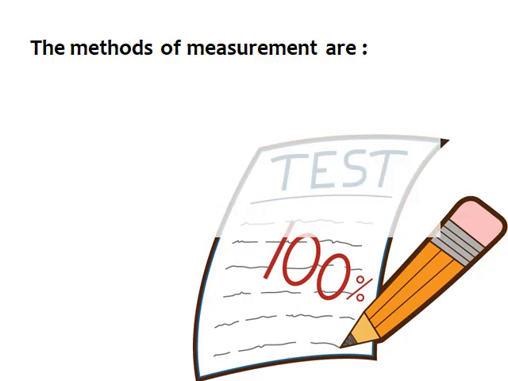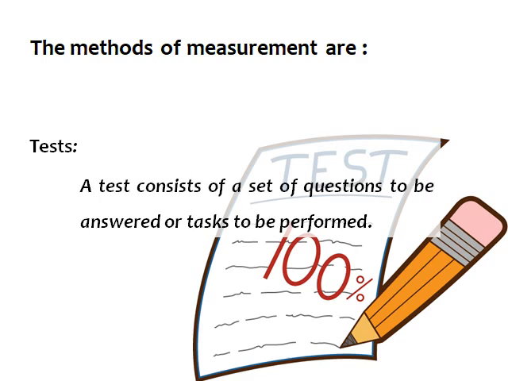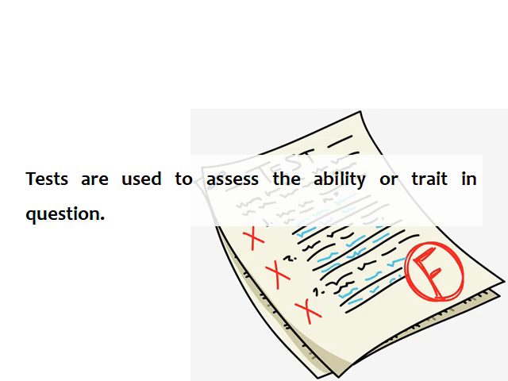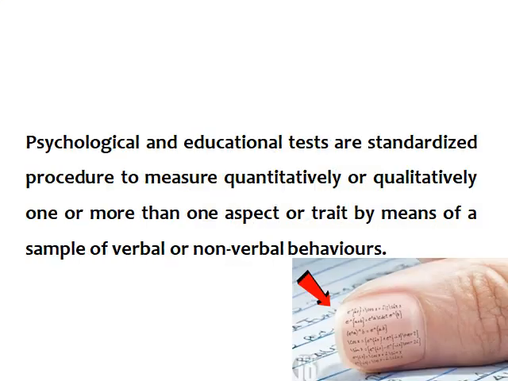The methods of measurement are: tests. A test consists of a set of questions to be answered or tasks to be performed. Tests are used to assess the ability or trait in question. Psychological and educational tests are standardized procedures to measure quantitatively or qualitatively one or more than one aspect or trait by means of a sample of verbal or nonverbal behaviors.